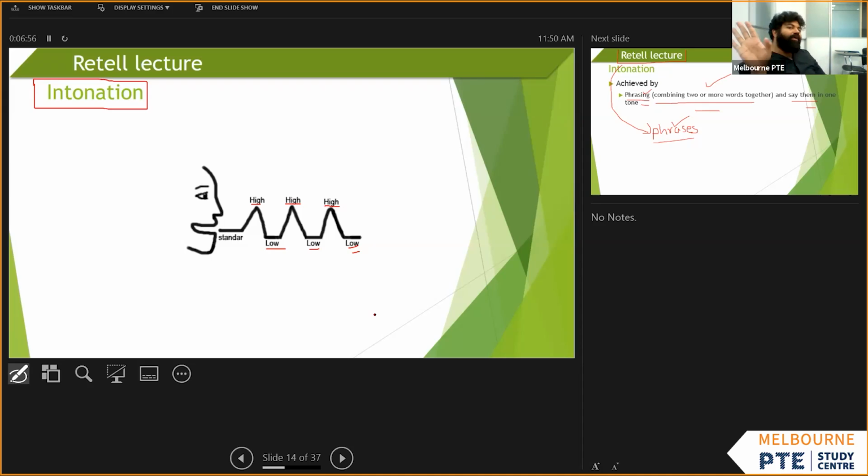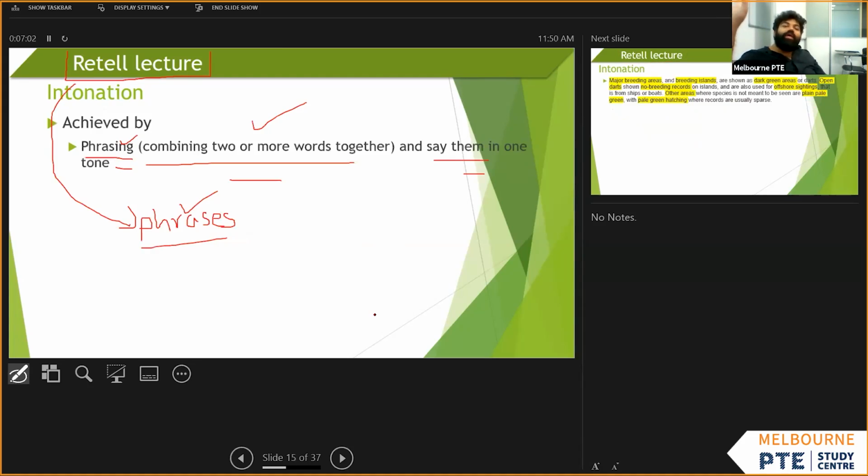Now, in the case of retell lecture and repeat sentence, there is just one thing you need to be careful of to take care of intonation, and that is to do something known as phrasing properly. Firstly, write this down, then I will explain to you what I'm trying to say.